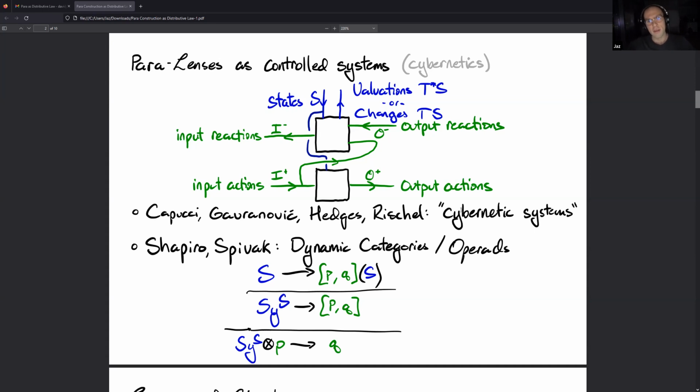And one of your systems is going to do these things. So this is the point of view that cybernetic systems or controlled systems are parameterized lenses, is the point of view taken in Capucci, Gavranović, Hedges, and Reichel's paper on towards the foundation of cybernetic systems. And it's also the point of view taken in Shapiro and Spivak's work on dynamic categories and dynamic operads. So they don't write it this way, but by transposing a few adjunctions, you can see it this way.